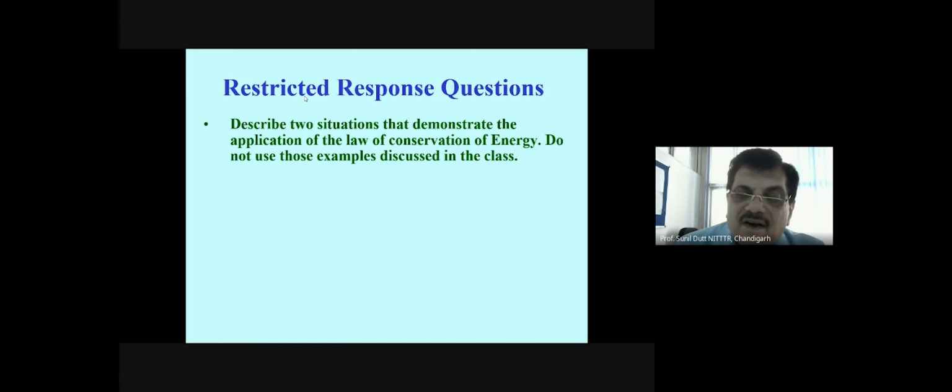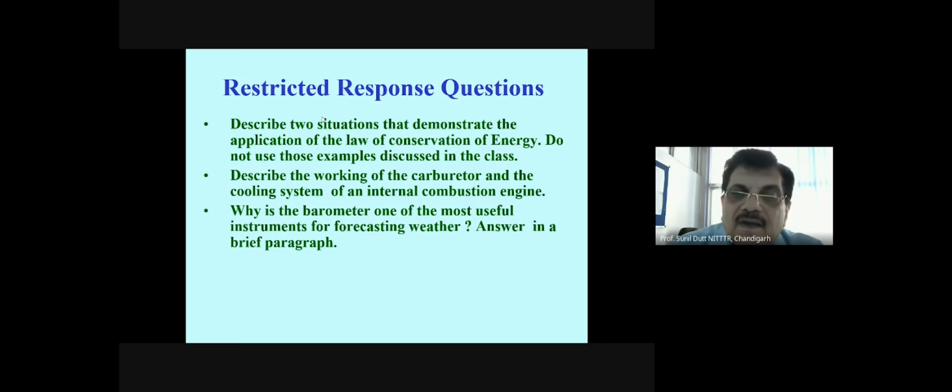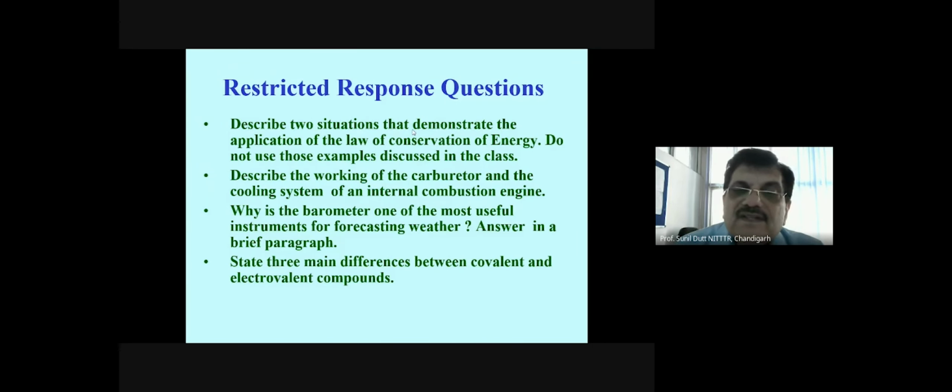Describe the working of the carburetor and the cooling system of an IC engine, maybe two-stroke IC engine or four-stroke IC engine. Why is the barometer one of the most useful instruments for forecasting weather? Answer in a brief paragraph. State three main differences between covalent and electrovalent compounds. So the scope is three differences, and you have to only state. So the nature of the response and the scope of the response are indicated.